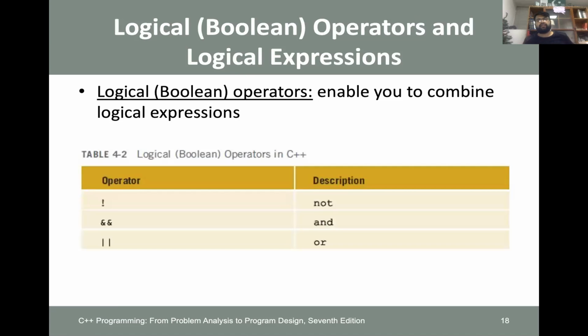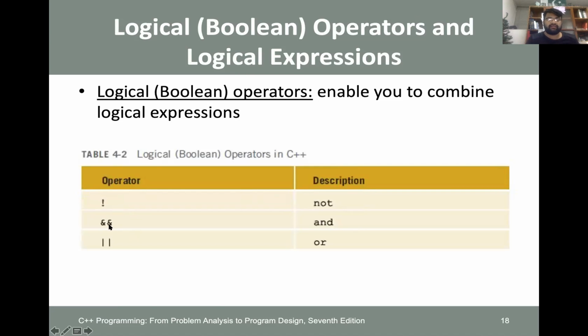So the logical or Boolean operators enable us to combine logical expressions. These logical operators are something that you've already seen in discrete structures in a lot more detail, but I'll go through them again. The operators in C++ are, first, the exclamation mark for not. Not reverses the truth value. Whatever the truth value is, it will be reversed.